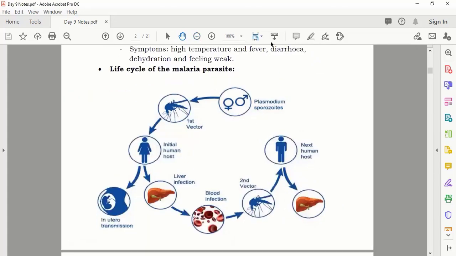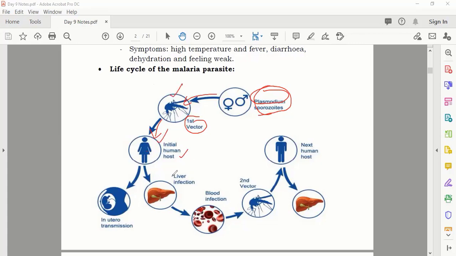Now, if you see the plasmodium, this is a plasmodium. Now, in the form of sporozoites, it is found here outside. Then the first vector, the first carrier of this one, is the mosquito. It goes inside the mosquito, then the mosquito bites a human, and then it transfers it to the human. That means the human is a host now. First the mosquito, then the human is a host.